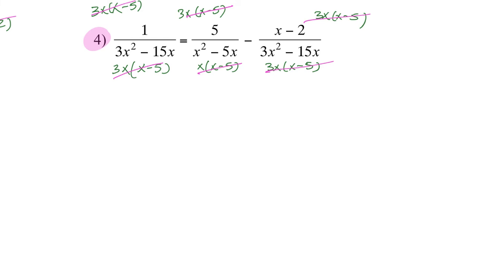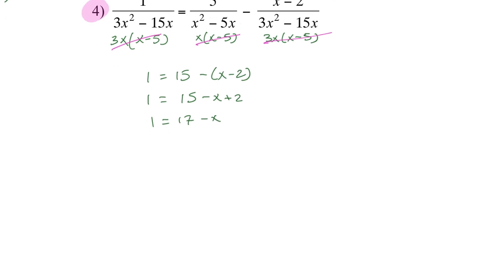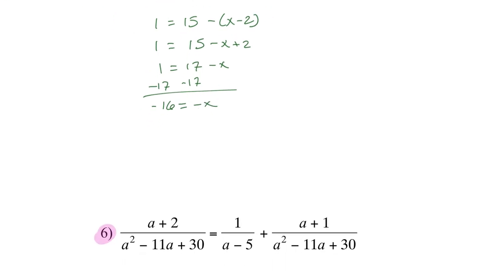So that means that I get 1 equals to 5 times 3, that is 15, minus x minus 2. And again, look at that parenthesis. So 1 equals to 15 minus x plus 2. So 1 equals to 17 minus x, minus 17 on both sides. So I got 16 equals to negative x, so negative 16 equals to negative x. And then I'm going to divide by negative 1. So that means that x equals to positive 16.